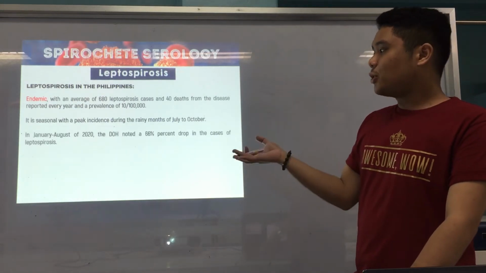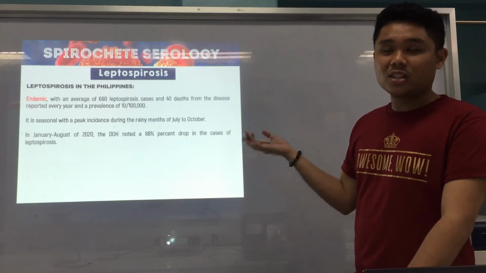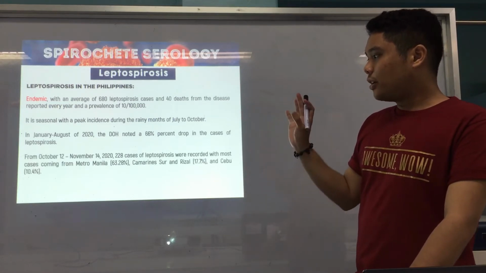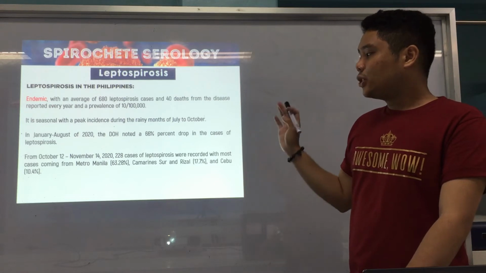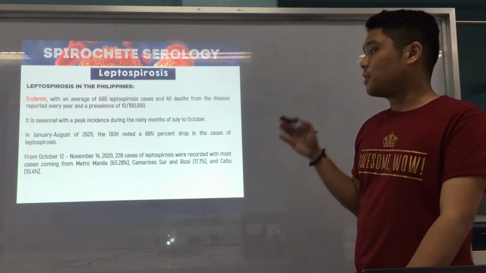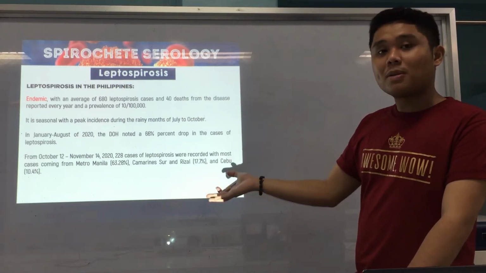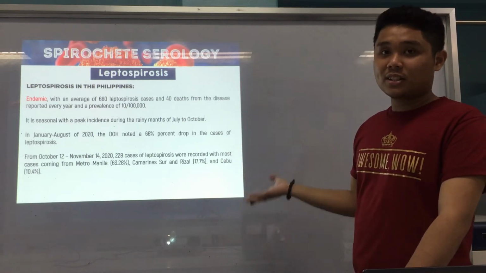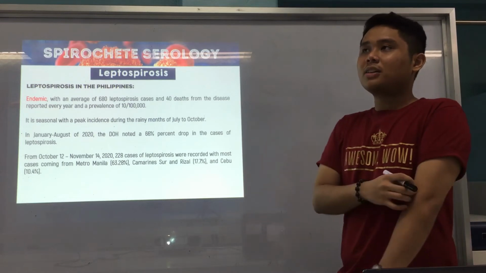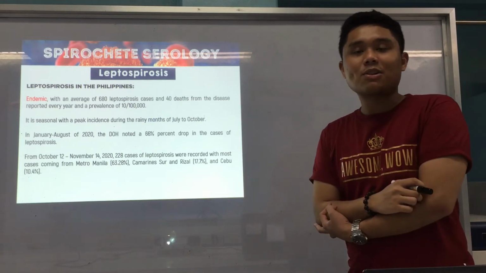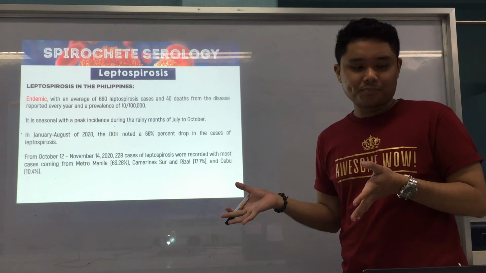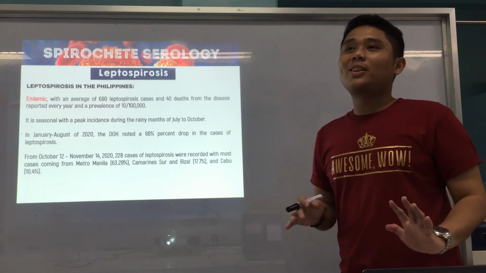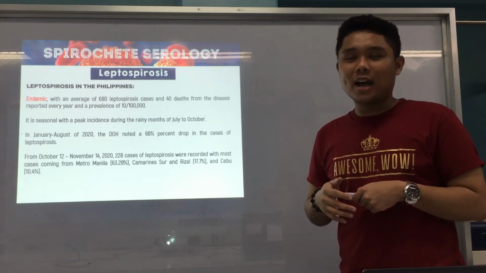And in 2020, thankfully, there was a 66% drop in the cases of leptospirosis. But from October 12 to November 14, 228 cases of leptospirosis were recorded, most coming from Metro Manila, followed by Camarines Sur and Rizal, and the third is Cebu. As you can see, they're mostly found in highly urbanized places or places really prone to floods.